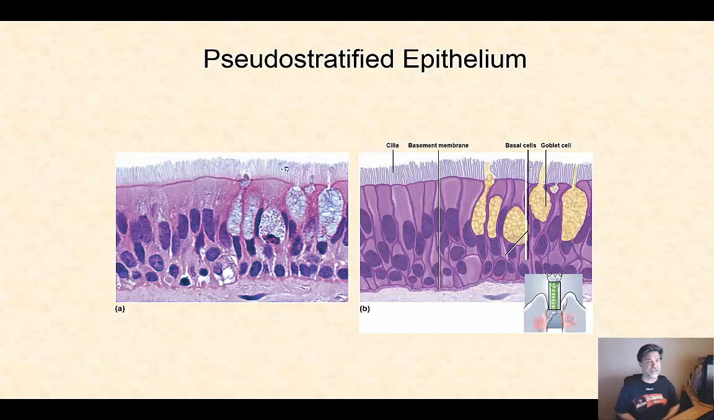Now, it may not look like every cell is contacting the basement membrane, but it's just that some of them are being obscured by other cells, but each of them will definitely contact the basement membrane. But you can see how this multiple layering of nuclei almost makes it look like it is stratified. So again, commonly found in the respiratory tract, and we'll see it associated with goblet cells, so there'll be lots of mucus in association with it.